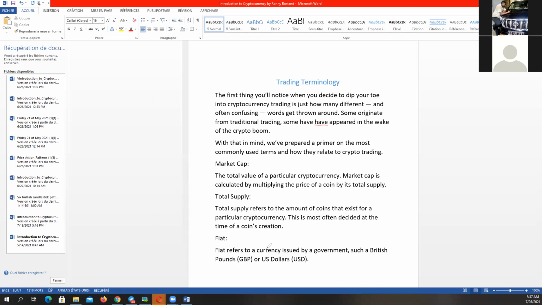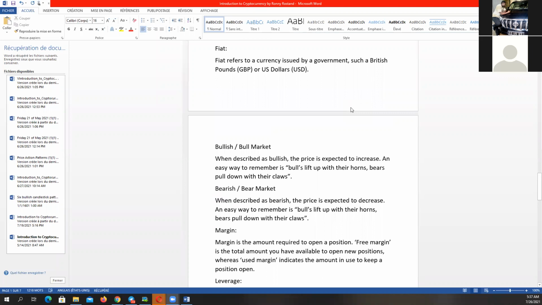You get it? Another very important terminology we're going to learn here is fiat. Fiat simply refers to the currency of a country which is issued by a government. So for example, we have the United States dollar, we have Naira. All those currencies are fiat, and we're going to see them in cryptocurrency.